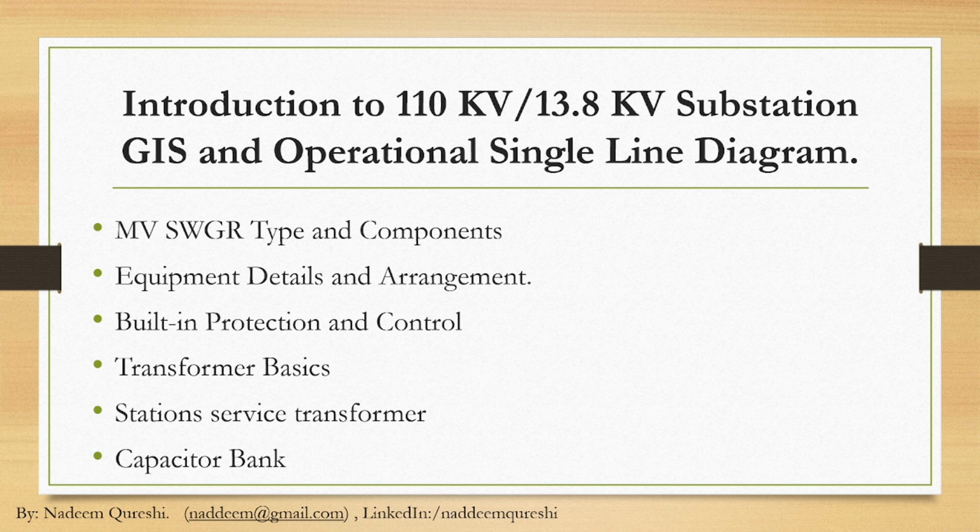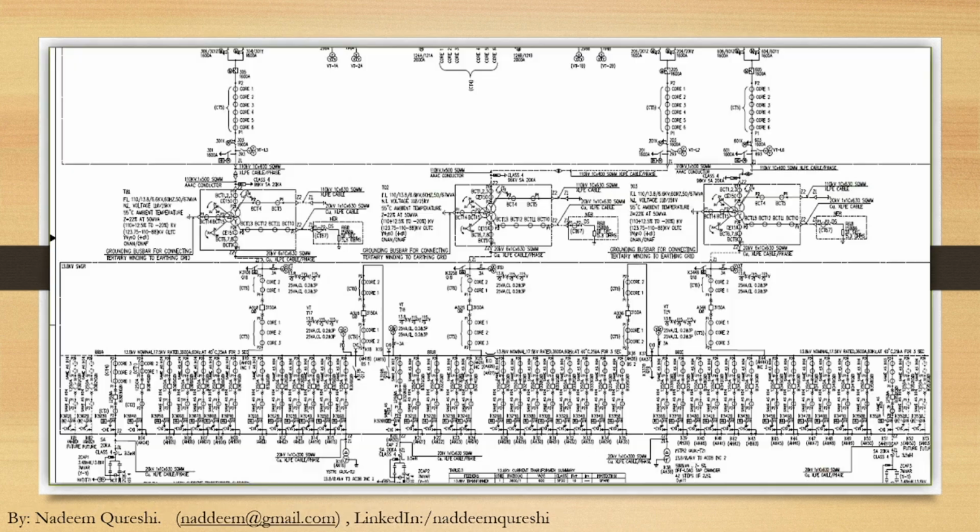In this video, we will be introducing the 110 kV by 13.8 kV substation GIS and operational single line diagram, the remaining portion. In this, we will be discussing the MV switchgear type and components, their equipment and detail arrangement like we covered in the GIS, built-in protection and control, transformer basics. Here we will see the main characteristics of the transformers, power transformers, station service transformers, their usage, and the capacitor banks, and the role of the capacitor bank in the substations.